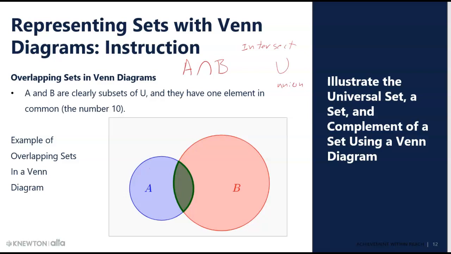Things that are in A but not in B are there. The things that are in B but not in A are there. And things that aren't in either A or B are out here in this universal set part.